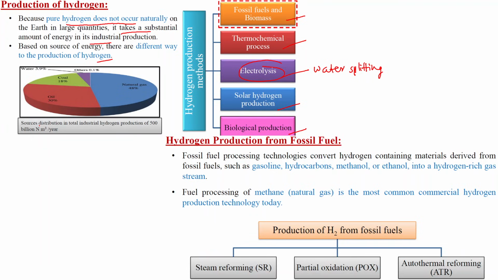So coming to this data, we can see the source distribution in a total hydrogen production of 500 billion Newton meter cube per year. It is showing the energy distribution, the sources from where we are getting energy. Here we can see 48% natural gas, 30% oil, and 18% coal. All these are non-renewable energy sources. Apart from that, 3.9% from water and 0.1% from others. So assume if all these non-renewable energy sources are exhausted one day in the upcoming decades, what is the main source of energy that we are left with? That is these others, 0.1%, and water.